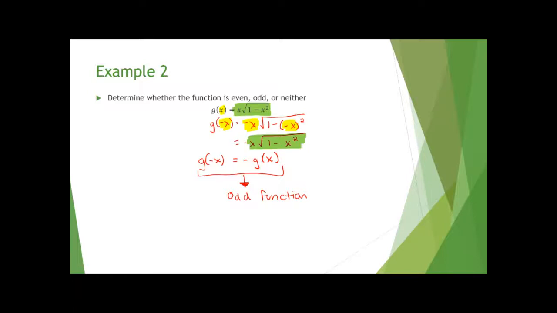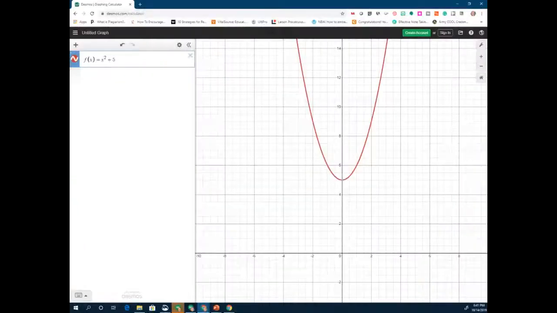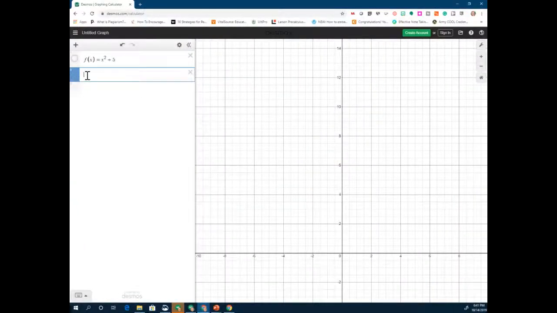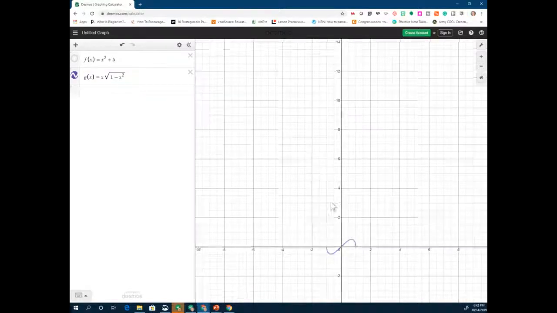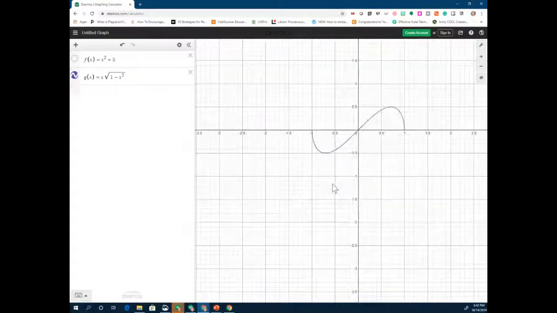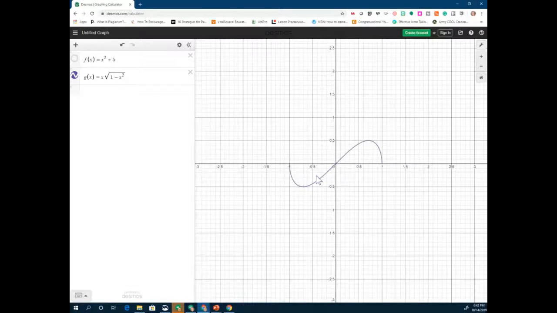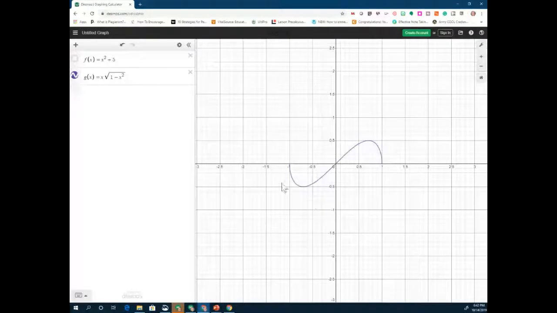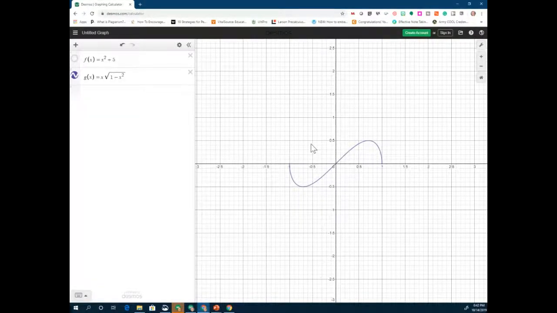So I want to pull up Desmos so I can graph this function so you can see what it means to be odd. So g of x equals x times the square root of 1 minus x squared. So this is what it looks like to be symmetric across the origin and to be an odd function. If we look at the left part, if you flipped it as a mirror image across the x and then flipped it again across the y, you get the right side.